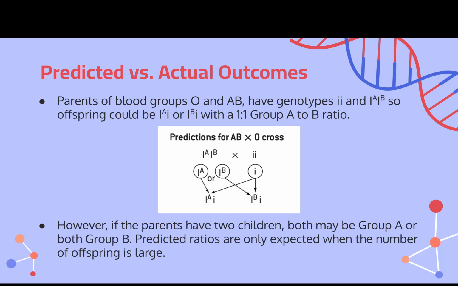So if that specific set of parents, a parent with an O blood group and a parent with an AB blood group, were having children, if they had 100 children, then we could say that 50 of them are going to be A and 50 of them are going to be B. And even then, there'll be a discrepancy between the numbers. That could be 45 to 55 or whatever. However, when you only have 2 children, it doesn't have to be that it's going to be 1-to-1. The predicted ratios don't always translate to actual outcomes.